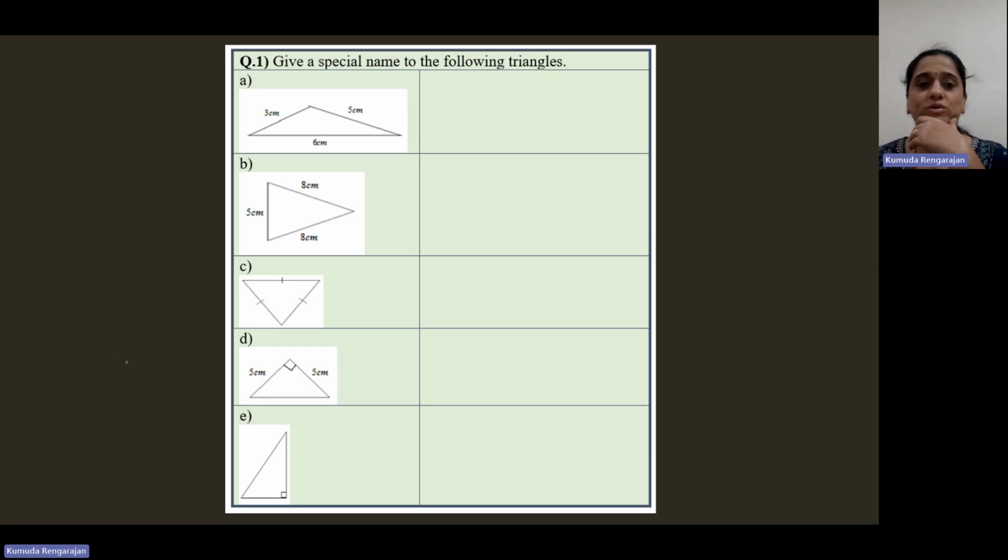So it's a new chapter today, perimeter and area, right? Let's recall some terms from class 5 and class 6. Answer these. Give a special name to the following triangles. This is 3, this is 5, and this is 6. 3 centimeters, 5 centimeters, 6 centimeters.